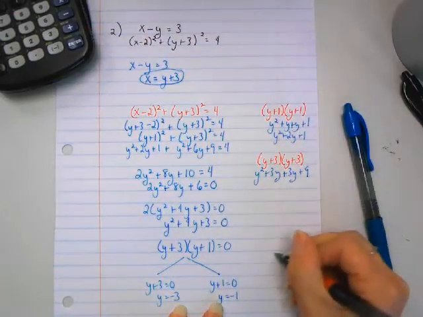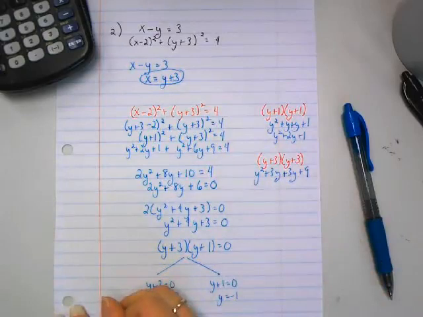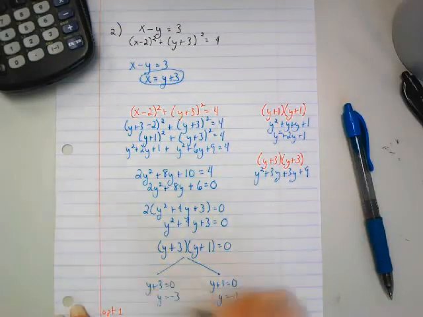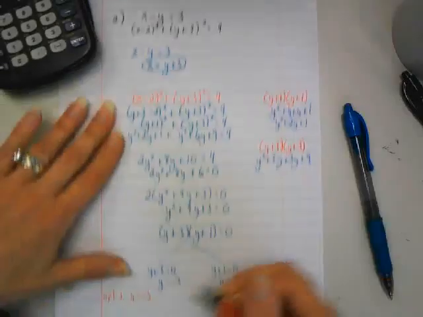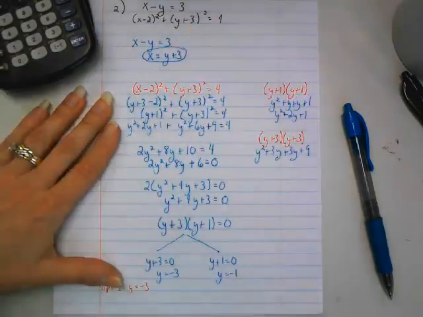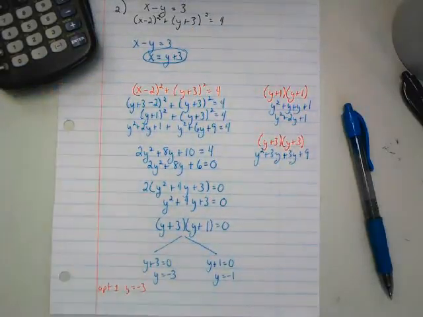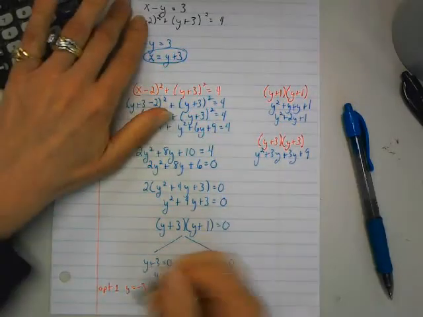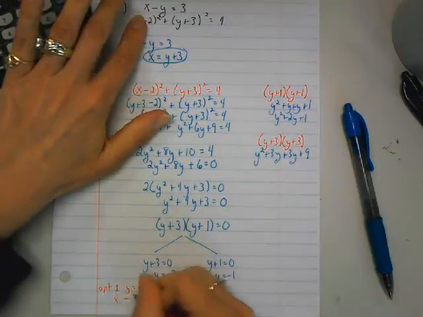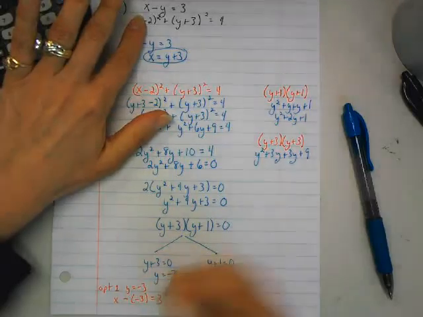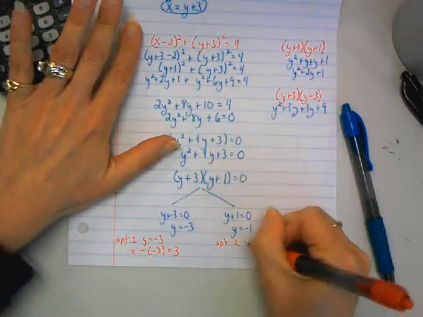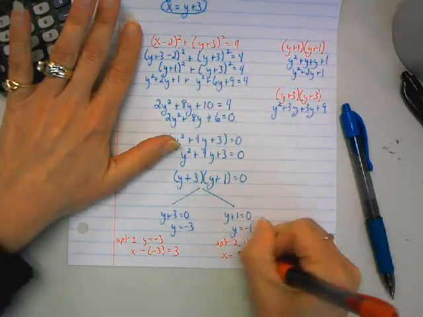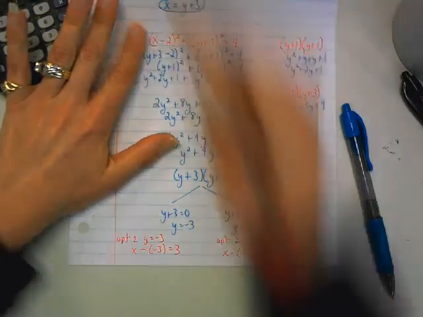So I'm running out of room. Option 1, y equals negative 3. Now you could go all the way into this equation if you wanted to, but that's kind of a bear to have to make a substitution into. So I'm going to go to here, and do x minus a negative 3 equals 3. And then for option 2, and I'm going to zoom in, where y is negative 1, I'm going to do x minus a negative 1 is equal to 3.